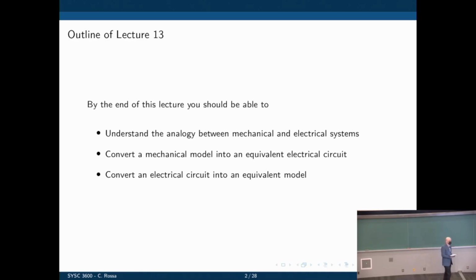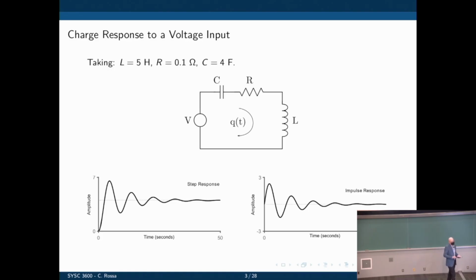We can store energy in a mechanical system in the form of kinetic energy. We can also store energy in an electrical system in the form of electrical or magnetic energy. So the inductor or capacitor could be the analogue of a mass in a mechanical system. So that's the objective today: to understand this analogy between electrical and mechanical systems, convert one system into another, and see what functions each element in the system fulfills. Let's just start with an electrical system here.